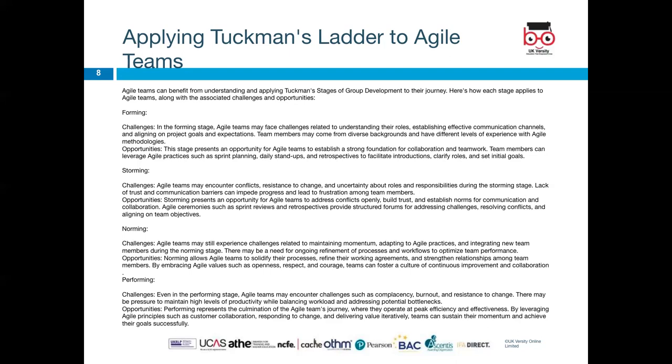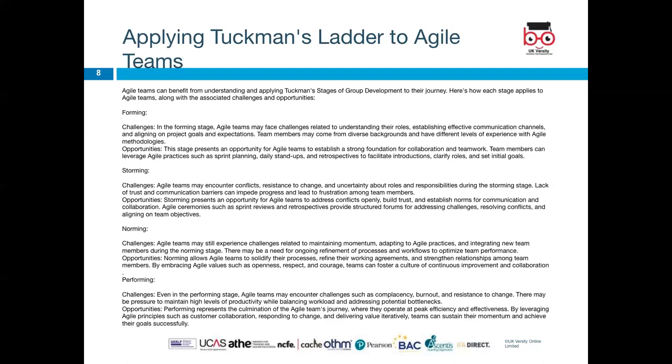Norming allows agile teams to solidify their processes, refine their working agreements, and strengthen relationships among team members. By embracing agile values such as openness, respect, and courage, teams can foster a culture of continuous improvement and collaboration.